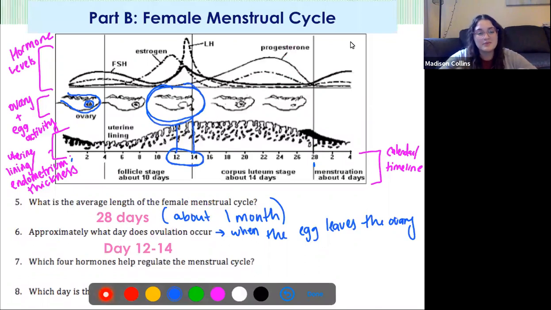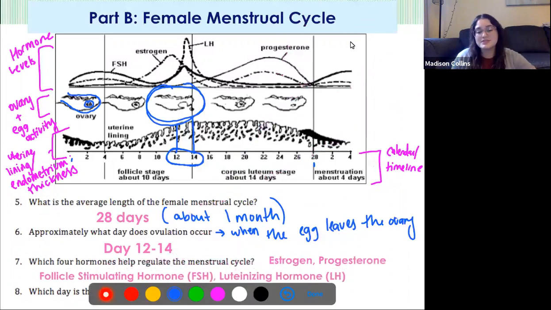Now, number 7, I told you we were about to run into 2 new hormones, and here they are. So which 4 hormones help regulate the menstrual cycle? Well, there's 2 that we already know about. We know about estrogen, we know about progesterone. We know that those are 2 female hormones involved with the reproductive cycle. But we also see that there are 2 new hormones here. And those 2 hormones are abbreviated FSH, or fish as I like to think about it, and LH. And those 2 hormones stand for follicle stimulating hormone, or FSH, and luteinizing hormone, or LH.